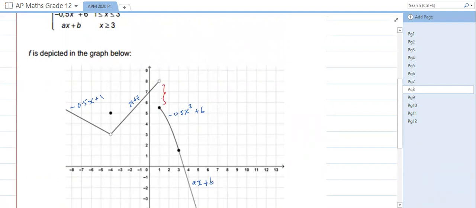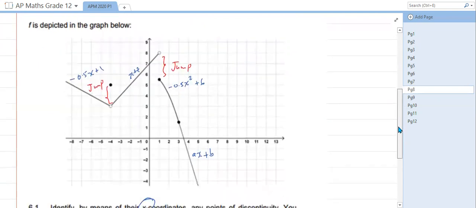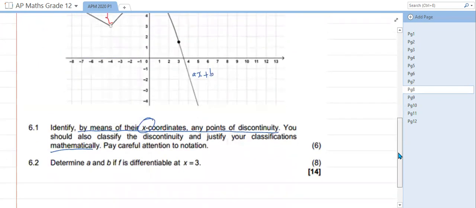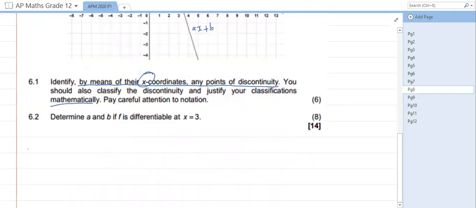And this type of discontinuity is a jump. And I can see another jump discontinuity here, at x is equal to minus 4. So let us solve this. So at x is equal to 3, so 6.1, at x is equal to 3, right? Limit as x approaches 3 from the left. So let me just draw 3 here. This is from the left and this is from the right.